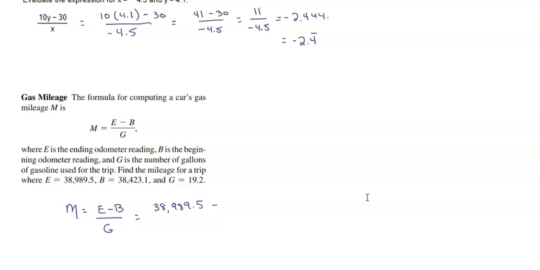38,989.5 minus 38,423.1 all over 19.2. And you're going to subtract the top, and then you're going to divide by 19.2. So you should get 29.5, and that's 29.5 miles per gallon.